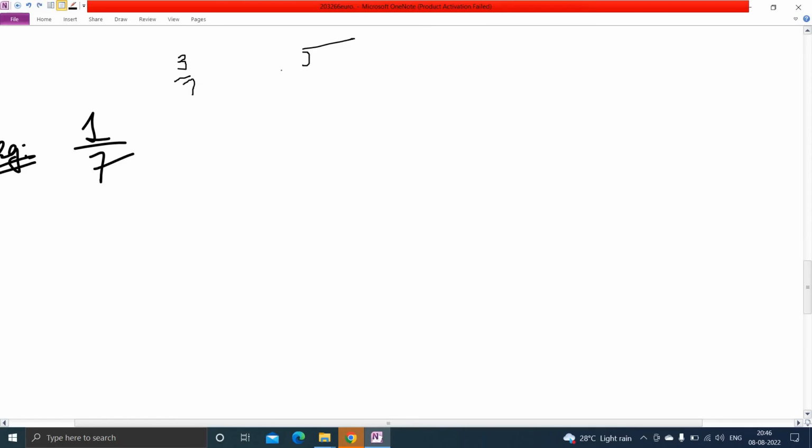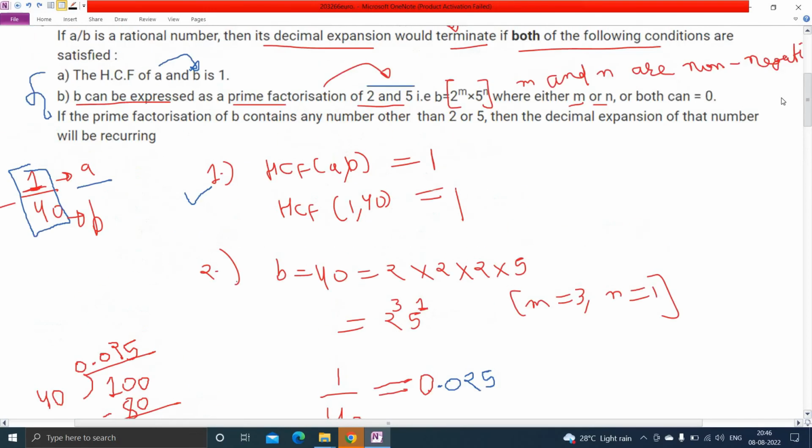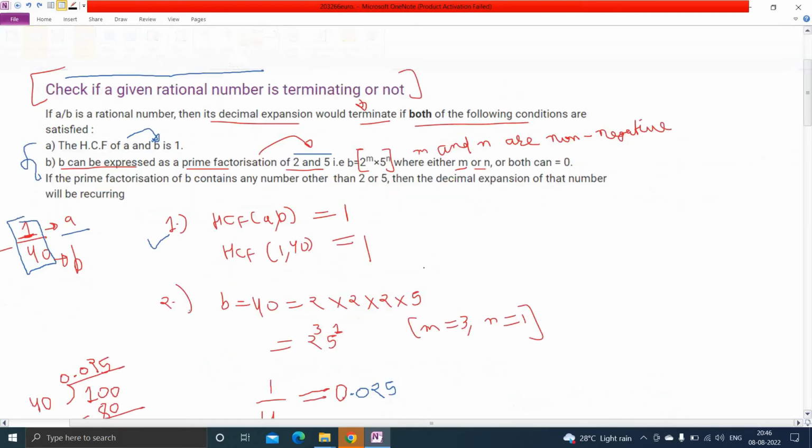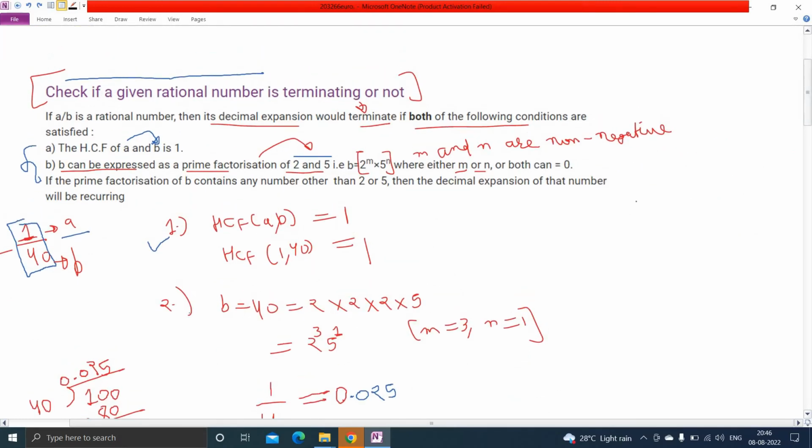So first of all, we will check this 3 upon 7 with those two rules, so we can decide at an early stage whether it will be a terminating or a non-terminating decimal. What is the first condition for this 3 upon 7? The first condition is that the HCF should be 1. As we can say, the highest common factor of 3 and 7 is 1.